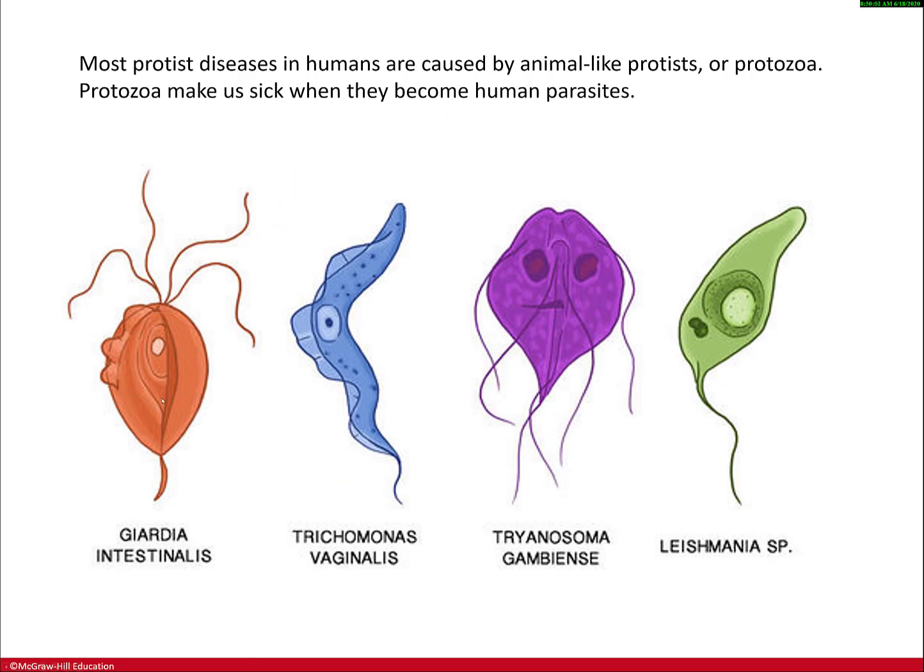But these could be like a Giardia intestinalis, which sort of looks like something that you take to a Mardi Gras, or the Trypanosoma gambiense. But you see they have somewhat of a unique look, the two eyes and one eye. Trichomonas has sort of a worm-like look, where Leishmania has sort of a strange, I don't know, a single cell type of look, but they're all human parasites.